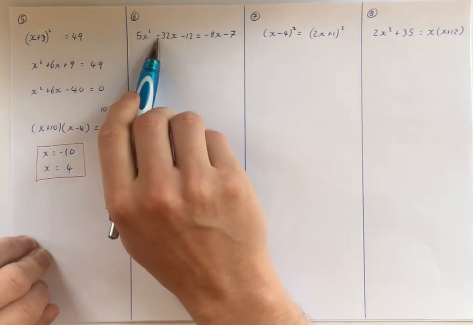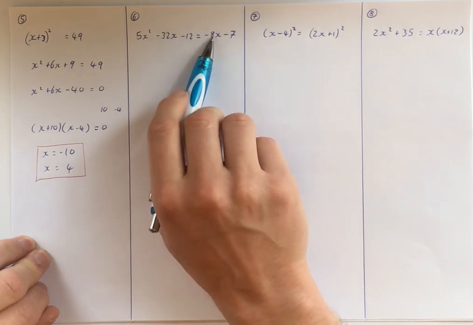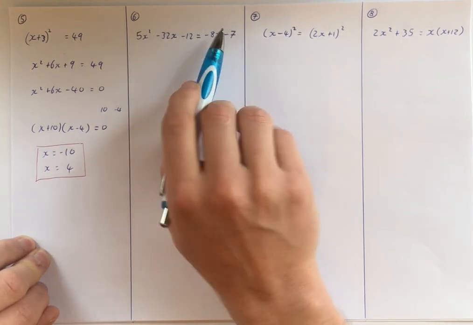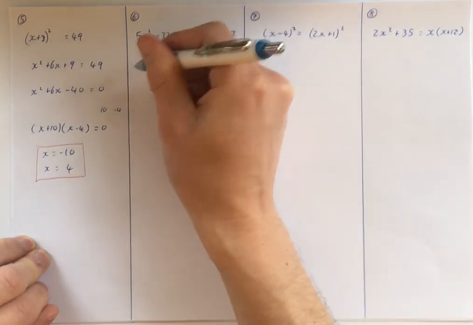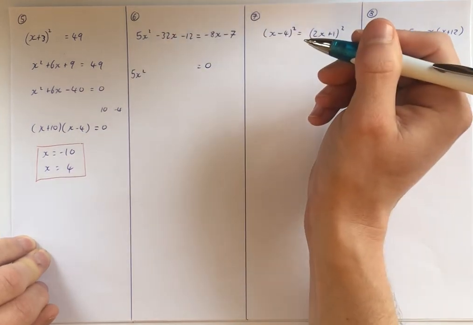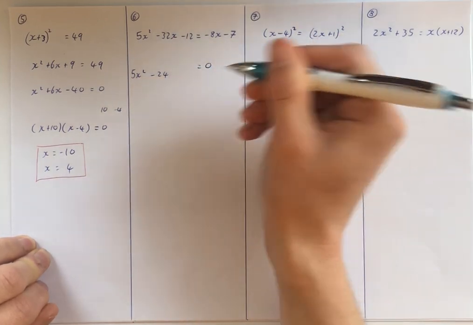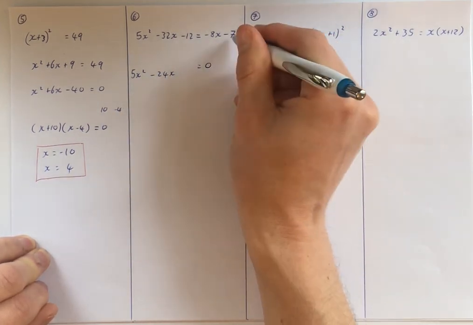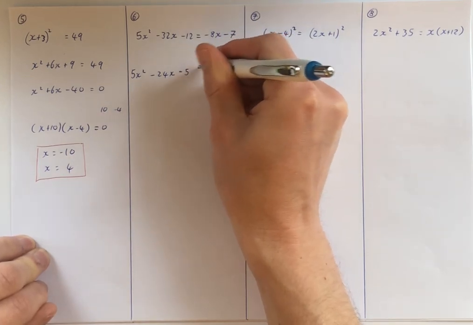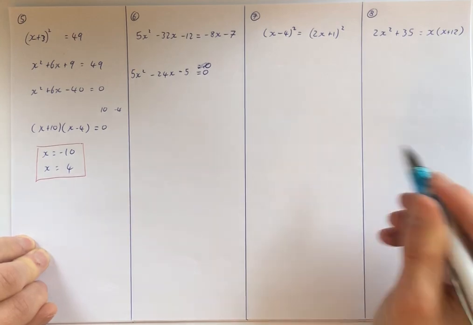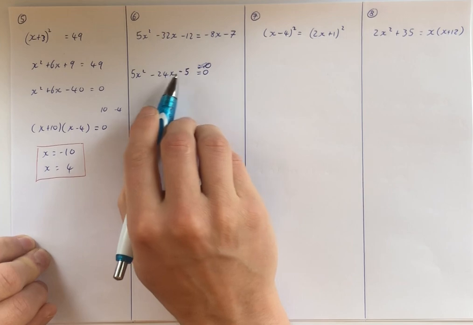Right, we've got 5x squared minus 32x minus 12 is equal to negative 8x minus 7. So we're going to add 8x and add 7 to both sides, and that's going to make this side go to 0. So add 8x and add 7. Well, 5x squared will stay the same, but adding 8x to negative 32 is going to take that up to negative 24x, and adding 7 to negative 12 is going to take that up to negative 5. I didn't line that up very well. Equals 0.